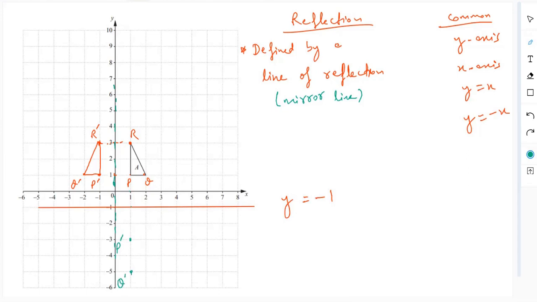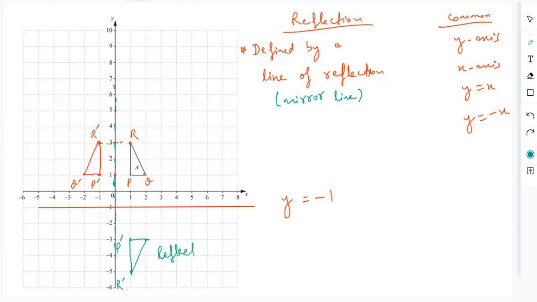Okay, what about Q? Sorry, this is R dash. R dash. What about Q now? Q कितना ऊपर है, 2 units ऊपर है, उसको आप 2 units नीचे ले आओ उसमें रिफ्लेक्ट करके, you get that line and get that point here and this is your reflected figure. Okay, this is your reflected figure.